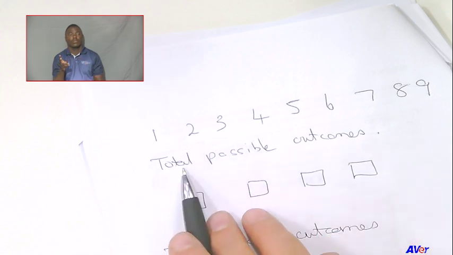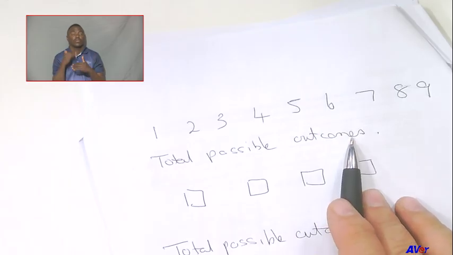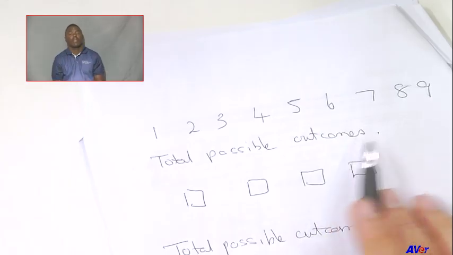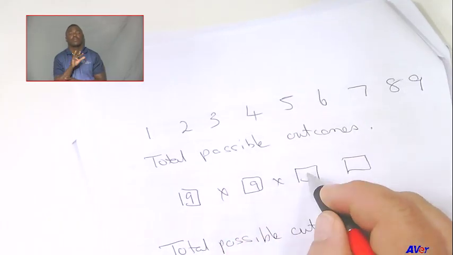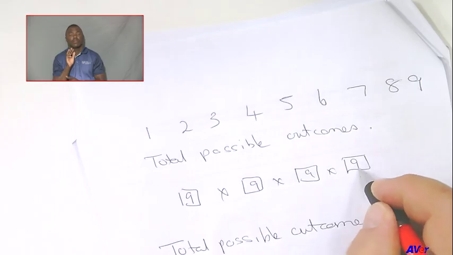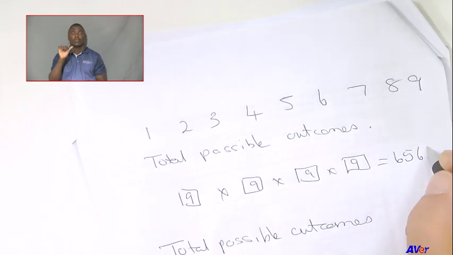So if I say the total possible outcomes, that is not taking the restriction of 5 into consideration. Okay, how many numbers can I put in there? 9, 9, 9, 9, correct. And that gives me a total of 6561.